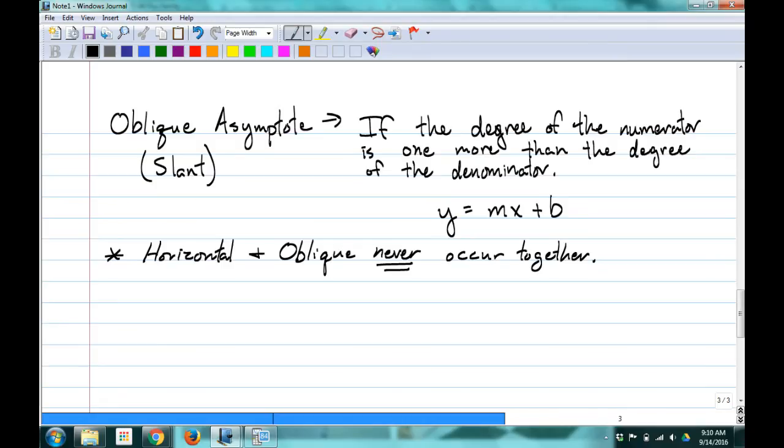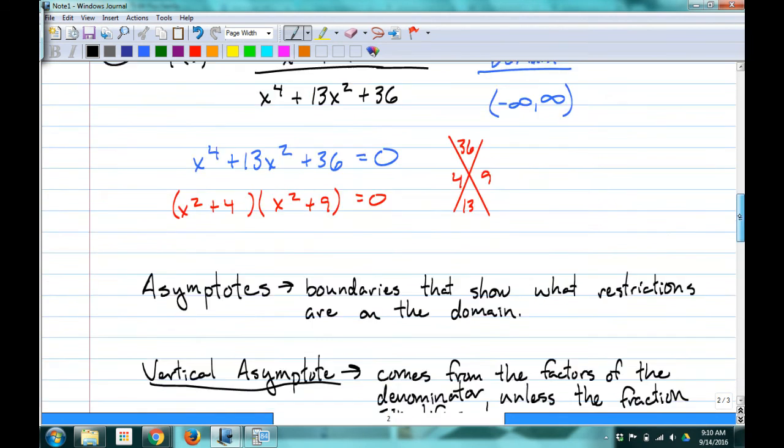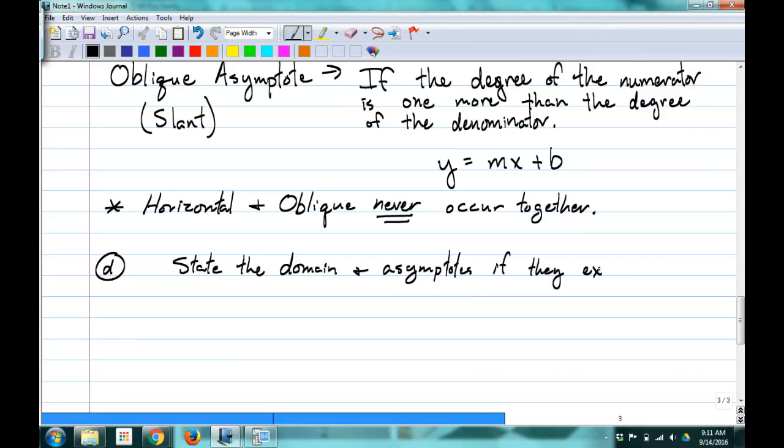Let's look at some functions. See if we can check out what's going on here. I don't know what letter we're on. D. All right. We're going to state the domain and asymptotes if they exist.